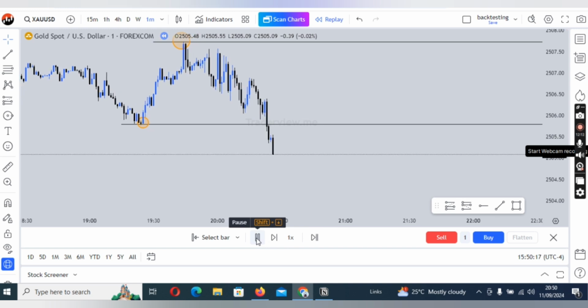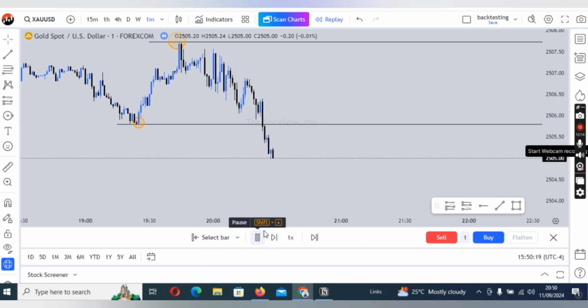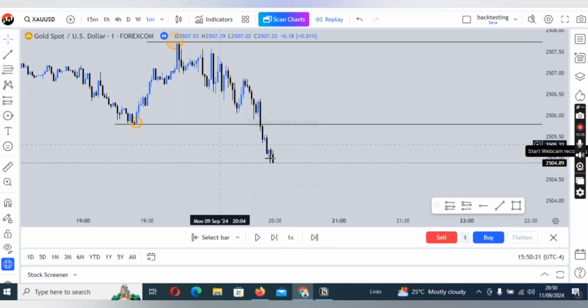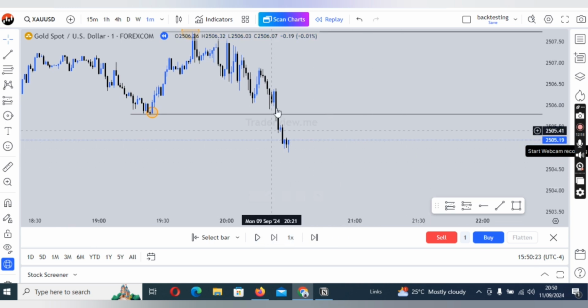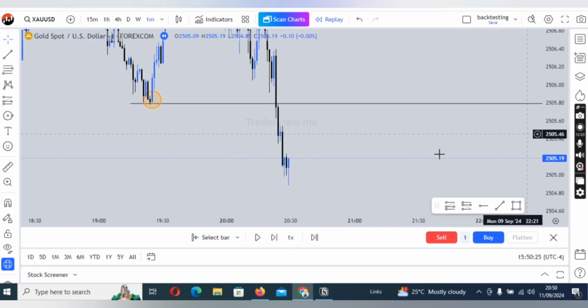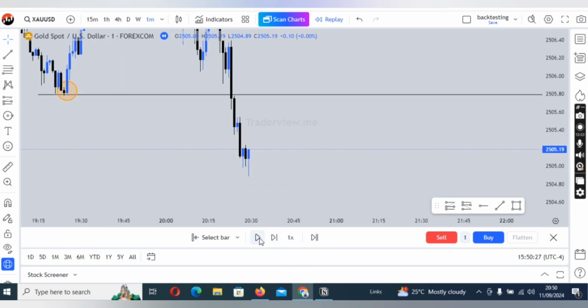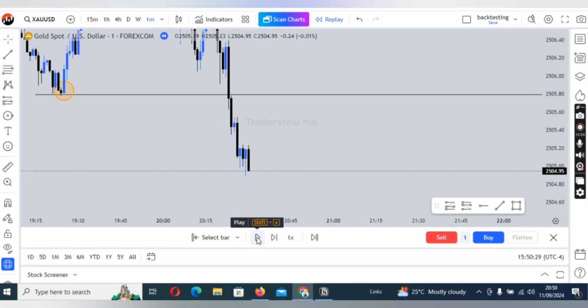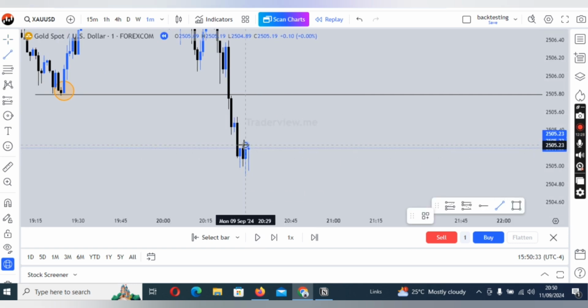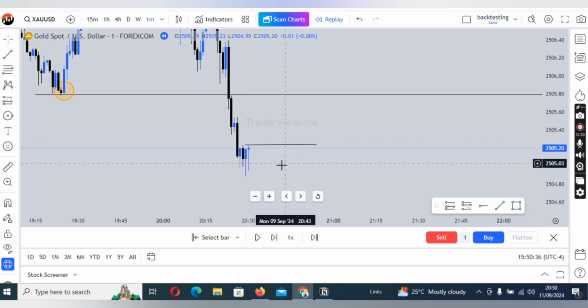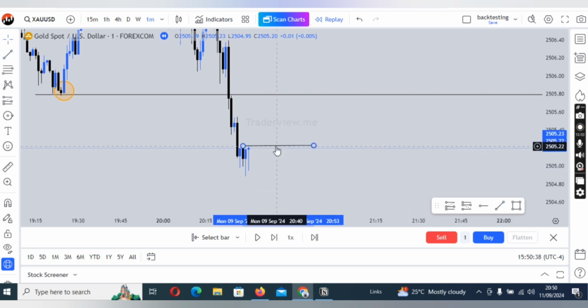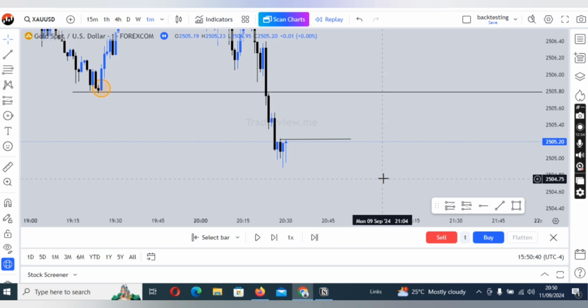Great. So we have a sweep, guys. We have a sweep. That is the first thing. And we have a swing high on the 1 minute time frame. This is our swing high. Let's outline our swing high, and then let's wait for price to violate this swing high.